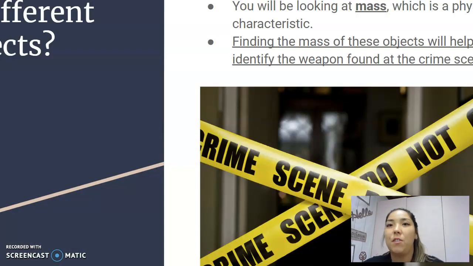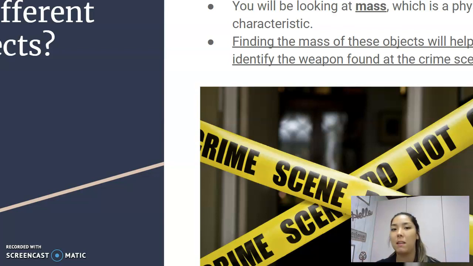Okay? So the first thing is, how can you identify different metal objects? So we've been learning in class about different metals and non-metals. So the objects that are going to be shown in this scenario are going to be metals. Okay, so you guys should know already that objects have their own unique set of physical and chemical properties. Okay, and you guys are going to be specifically looking at mass, okay, which is a physical characteristic. So you guys are going to be finding the mass of these different objects in order to identify which weapon was left at the crime scene.